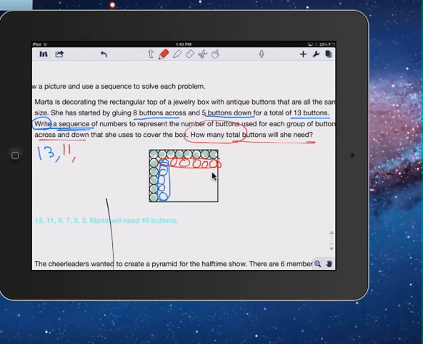Do you agree with her? Do you agree with her? I need all the sequence stuff. Can you tell me? Like, do you agree with her? She said 9. She said 9. Yeah. Okay, write all of the sequence. All of them.